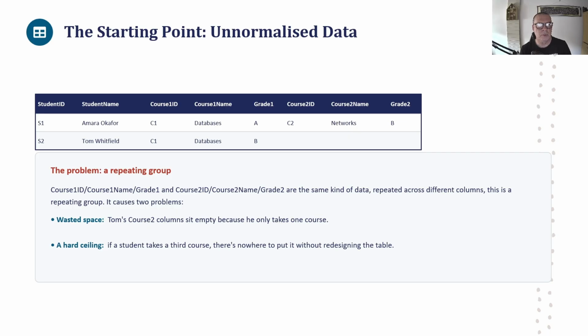We also have a problem with wasted space because Tom doesn't actually do more than one course, so there's empty information for course 2. And that's just wasted space. Okay, that would be still using space, but it's wasted. And another problem we've got is that if we then decide that it's possible to do 3 courses, we'd have to redesign the table and possibly rewrite our software. So that's not flexible. It doesn't allow us to add more courses whenever we want.